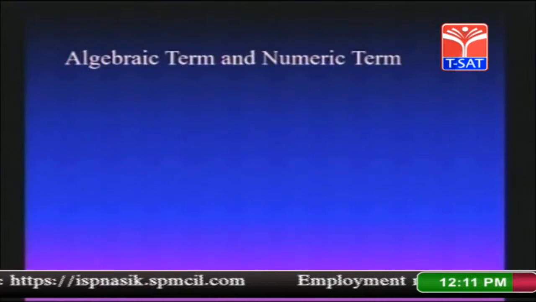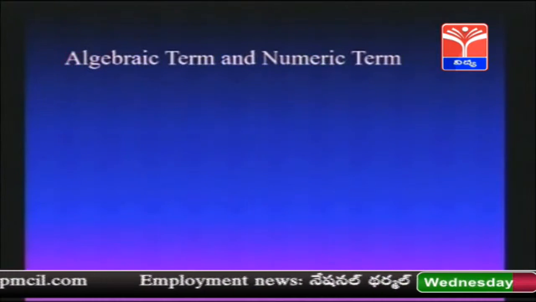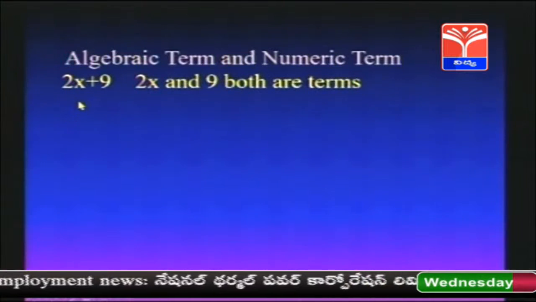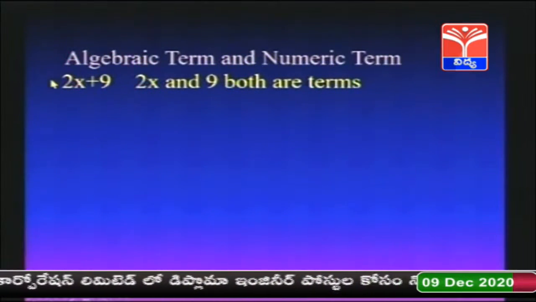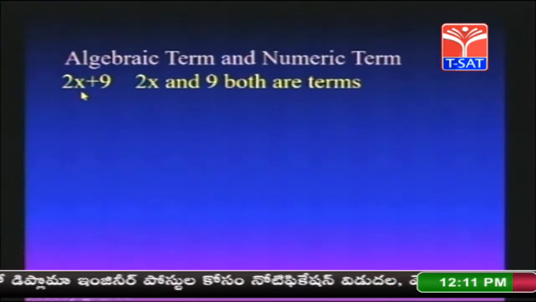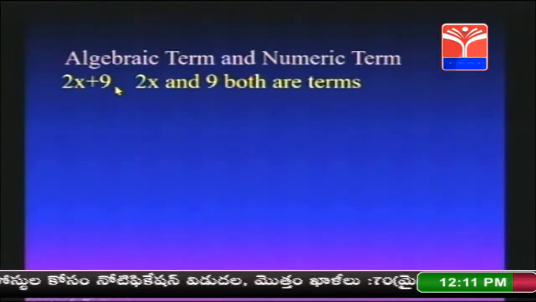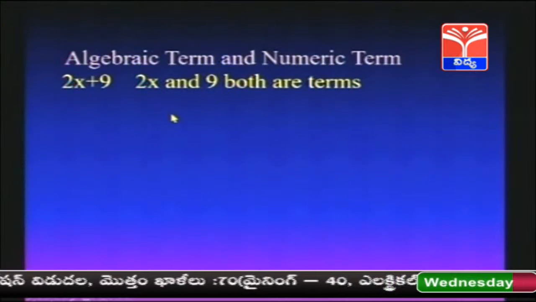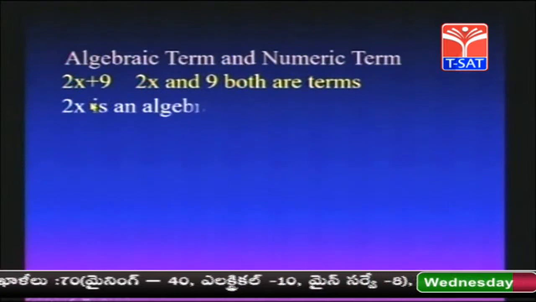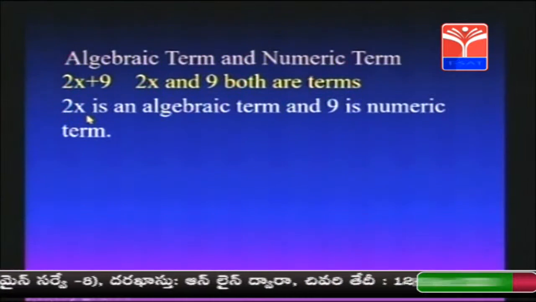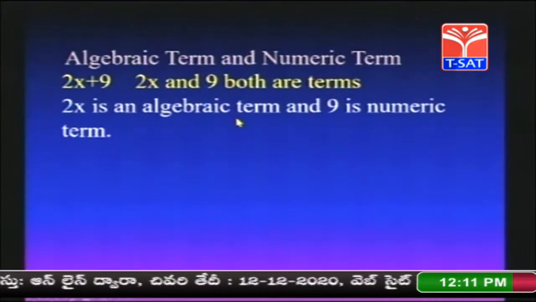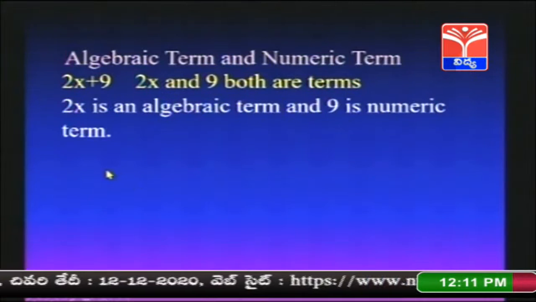Algebraic term and numeric terms. For this, we take an expression 2x plus 9. Children, now as you can see here, 2x plus 9, you have two terms. In the first term 2x, you have a variable and a constant, so it is called an algebraic term, and 9 is a numeric term.